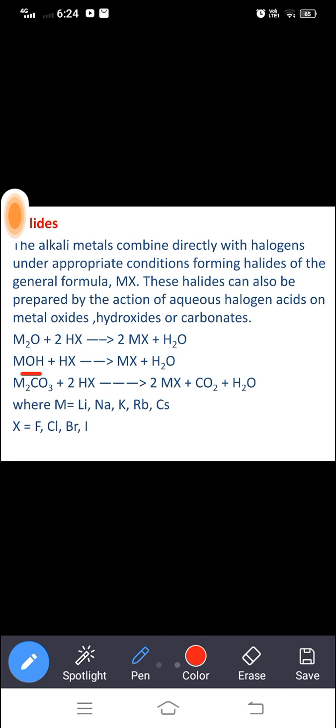Then with the metallic hydroxide, the same thing. Here also, what is happening? The removal of a water molecule. You can put a box like this for easy understanding. The water molecule will be liberated and the metallic halide is formed.